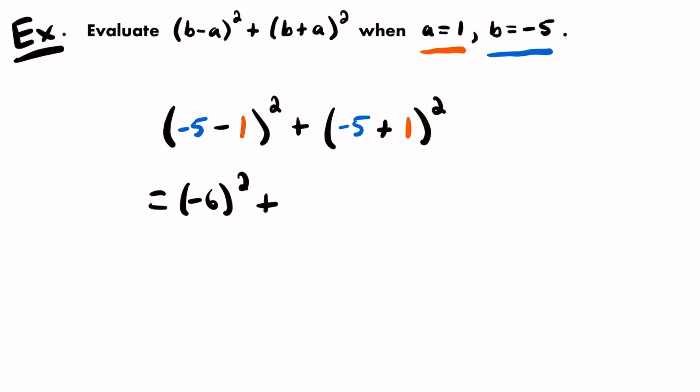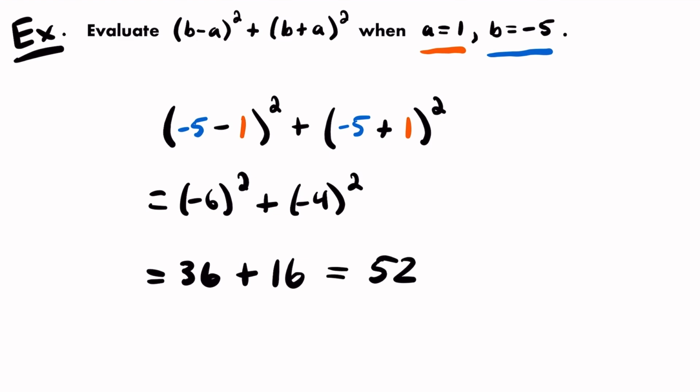Negative 5 plus 1 is negative 4. So we have negative 4 squared. And then finally, we want to square both of those values before adding them together. Now negative 6 squared is positive 36. So this is equal to 36 plus negative 4 squared, which is positive 16. And 36 plus 16 is equal to 52. So 52 is the value of this variable expression when a equals 1 and b equals negative 5.